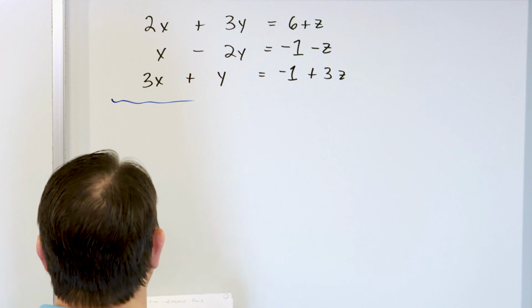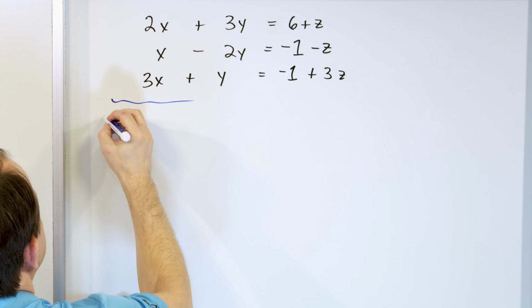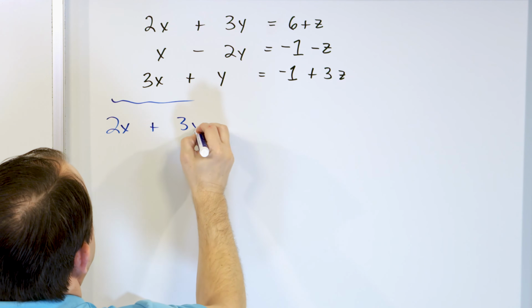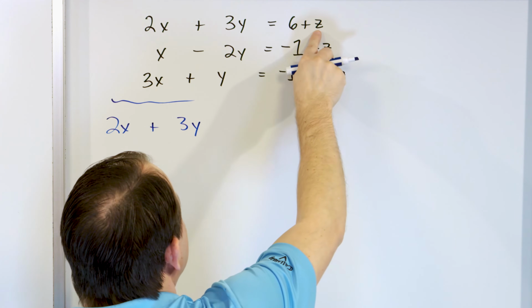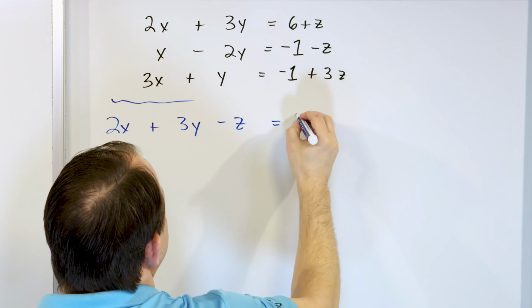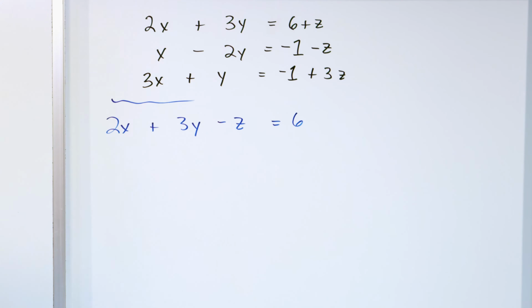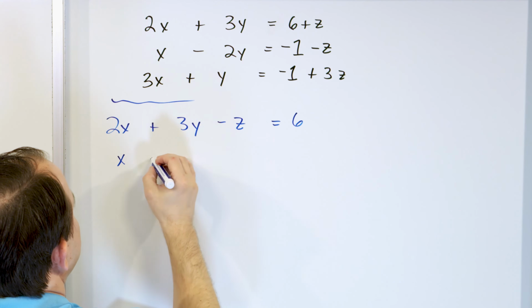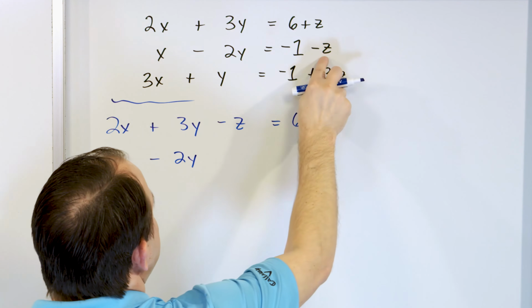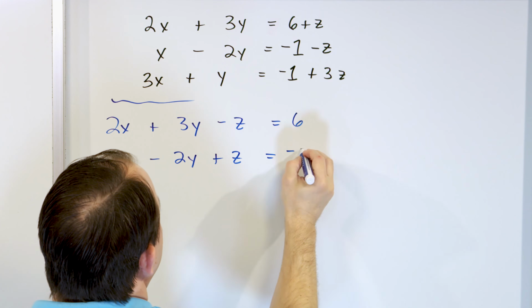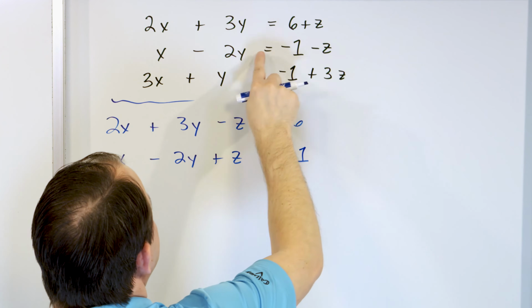So let's do that. The 2x is going to stay here. The 3y is going to stay here, but I have a z here. I can subtract it and make it -z on the left, and then on the right, I would just be left with the 6. All I did was subtract z from both sides. The second equation is x, and then I have a -2y. Here I have a -z. I'll have to add it to both sides. So I have a positive z, and on the right we'll be left with a -1. I just add z to both sides.